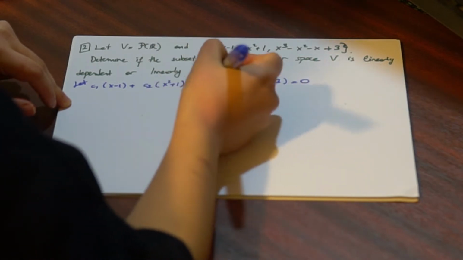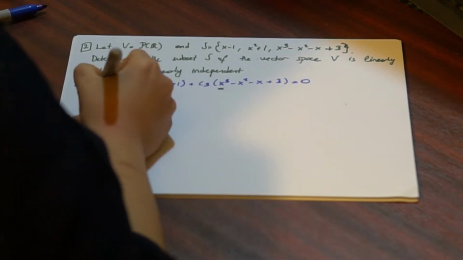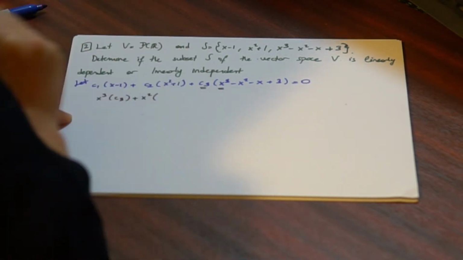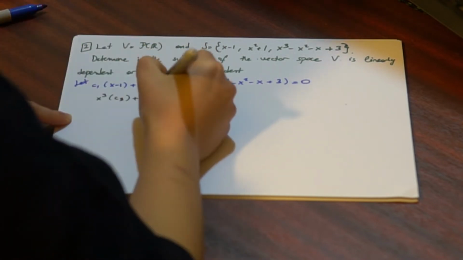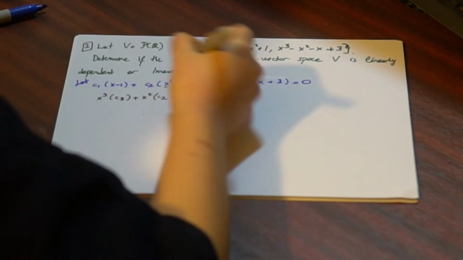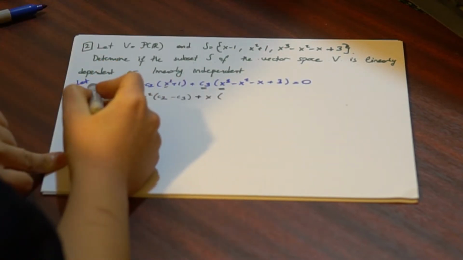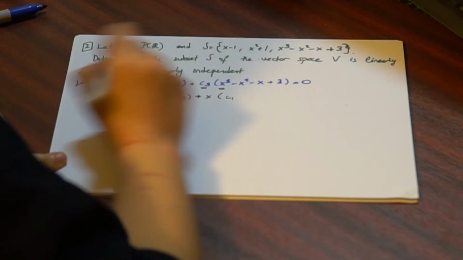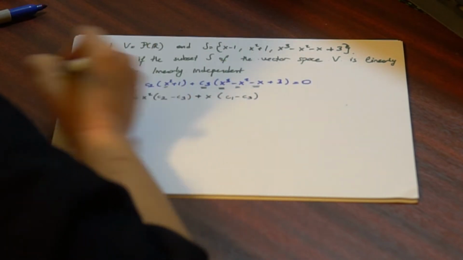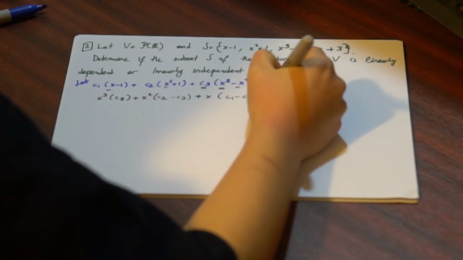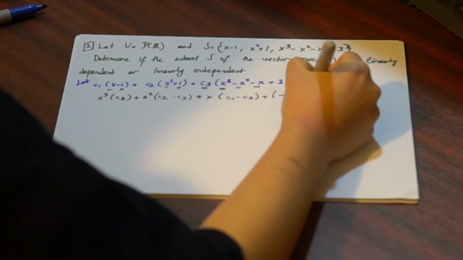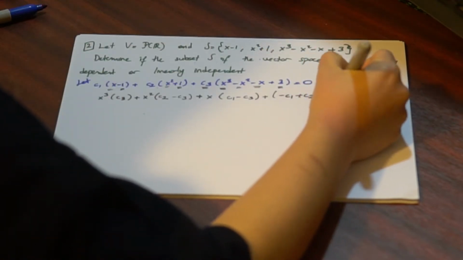Now let's take x cubed common in parentheses. Here we have x cubed times only C3, plus x squared times, we have one x squared here and C2 times x squared, so C2, then C3 times minus x squared, so minus C3. Plus x times, we have C1 here, we don't have x here, and we have minus x here, so C1 minus C3. Now the constant terms: we have minus C1, plus C2, and plus 3 C3 is equal to 0.